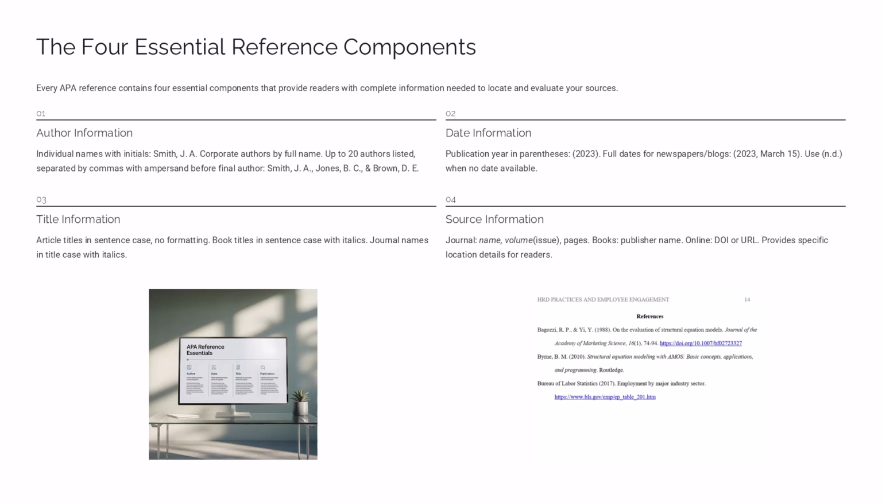For online sources, include the URL or DOI, Digital Object Identifier, when available. DOIs are preferred over URLs because they're more stable over time. Understanding these four components, author, date, title, and source, provides the framework for creating accurate references regardless of source type. The specific formatting details may vary, but these four elements appear in every complete reference entry.